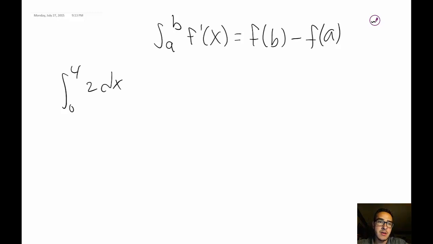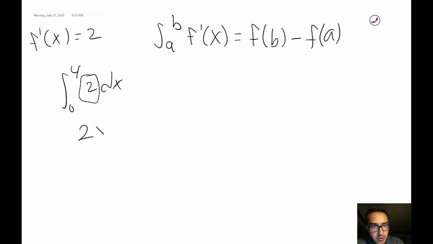So in this case, I'm going to call my f prime of x 2, because this is what we have in the definite integral. And so what you're going to do is take the antiderivative of 2, which is 2x plus c, and you're going to evaluate that at 0, and you're going to evaluate that at 4. So f of x is 2x plus c.